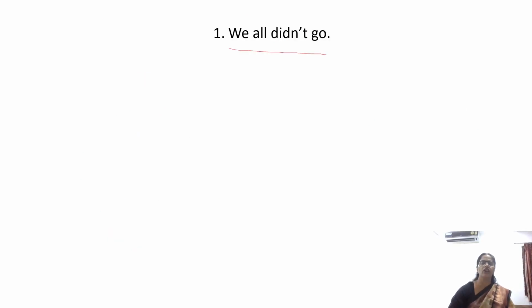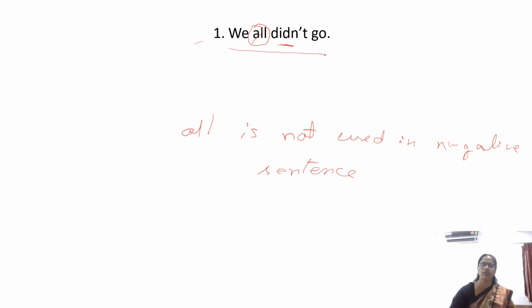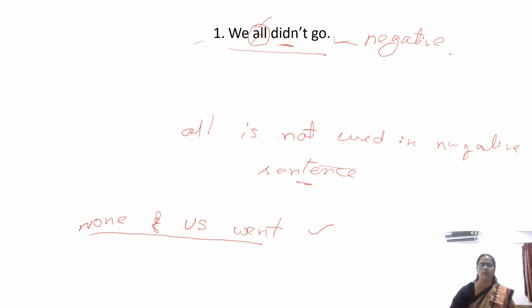We all did not go. All is not used in negative sentences, right? So here our sentence is negative. Did not. We have not here. And in a negative sentence, we don't use all. Then what is the correct answer? None of us went is the correct answer. Use of all in a negative sentence is wrong here. So instead of we all did not go, we need to go with none of us went.